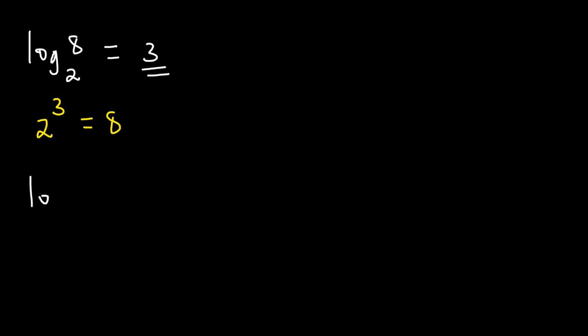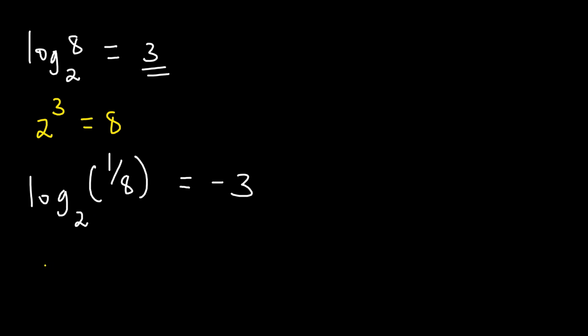Okay, what if we had log base 2 of 8? We multiply 2 three times to get 8. Therefore, our answer will be equal to 3. Now, what if you had log base 2 of, instead of 8, 1 divided by 8? Since log base 2 of 8 equals 3, then log base 2 of 1 divided by 8 should be equal to negative 3. So, this will be equal to negative 3.